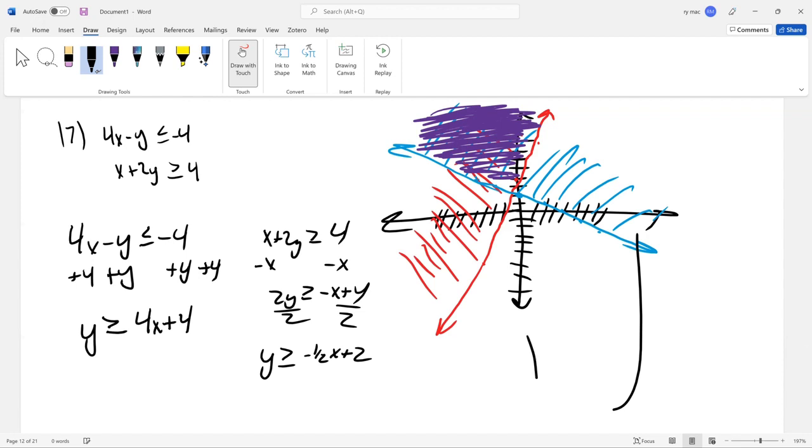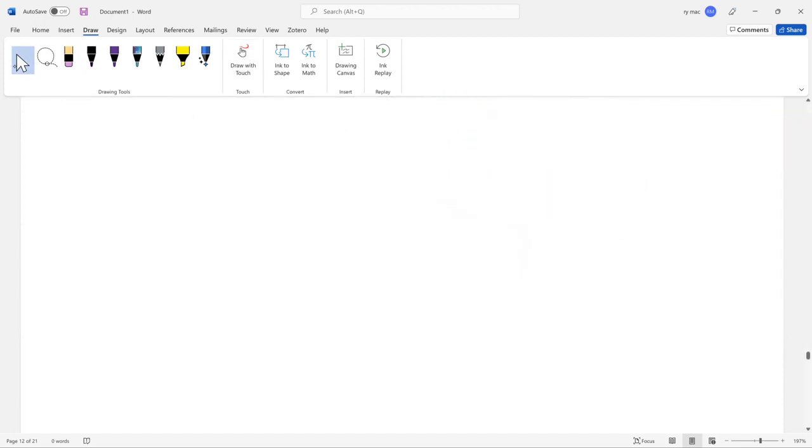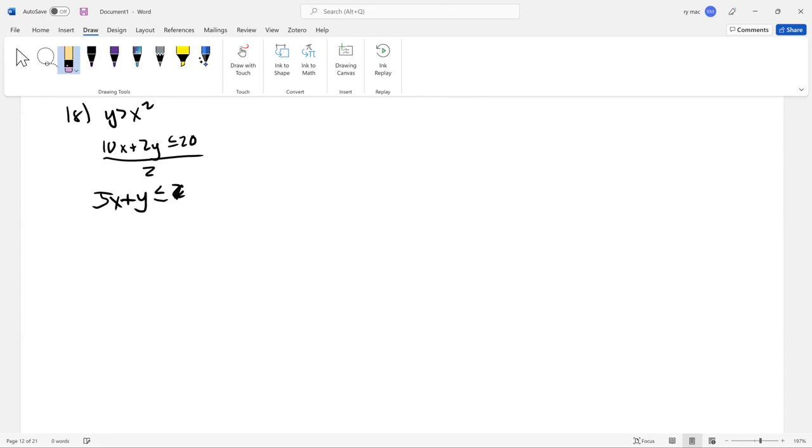All right, moving on to the next one. We have y is greater than x squared and 10x plus 2y is less than or equal to 20. I'm going to make the bottom one a little bit simpler. The first one already has y alone, so that one's perfect. I'm going to divide everything by 2. So I get 5x plus y is less than or equal to 10. Then if I subtract 5x on both sides, I get y is less than or equal to -5x plus 10.